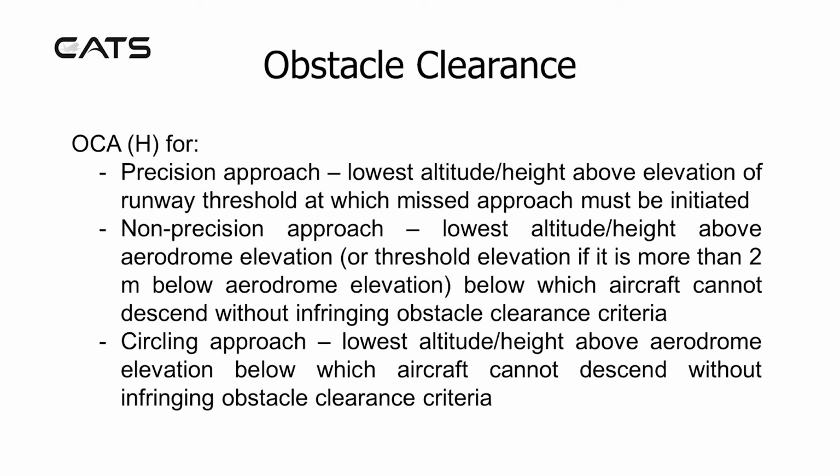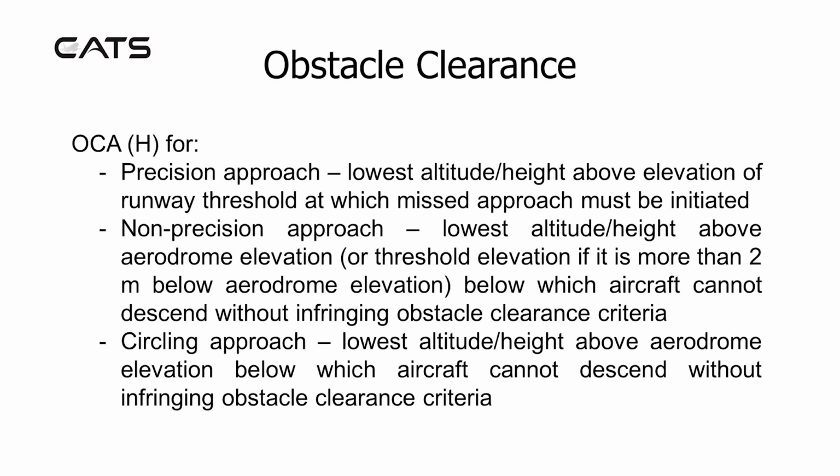Obstacle clearance. OCA/H for precision approaches is the lowest altitude or height above the elevation of the runway threshold at which a missed approach must be initiated. For a non-precision approach, it is the lowest altitude or height above aerodrome elevation, or threshold elevation if it is more than 2 meters below aerodrome elevation, below which aircraft cannot descend without infringing obstacle clearance criteria. A circling approach is the lowest altitude or height above aerodrome elevation below which aircraft cannot descend without infringing obstacle clearance criteria.